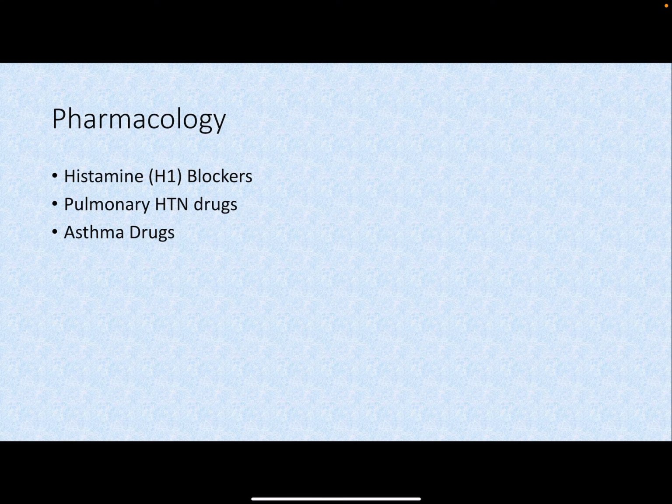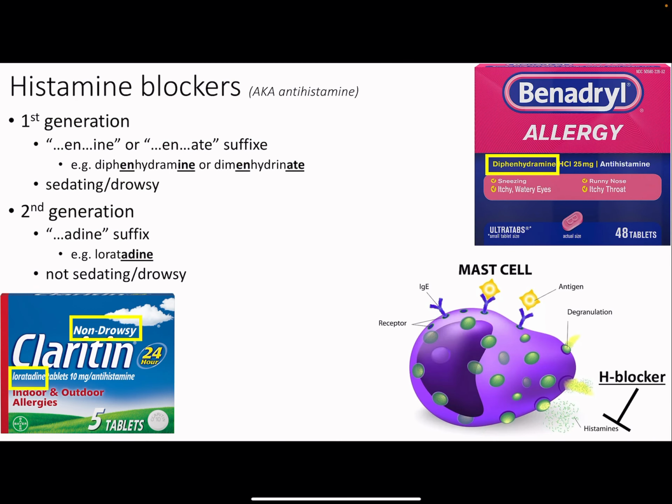Last section, let's talk some pharma. So three major things we're going to be talking about are histamine blockers, pulmonary hypertension or antihypertensive drugs, and then asthma drugs. So histamine blockers. First generation, look for -ine or -ate. So diphenhydramine, also known as Benadryl. Major side effect, it makes you drowsy.